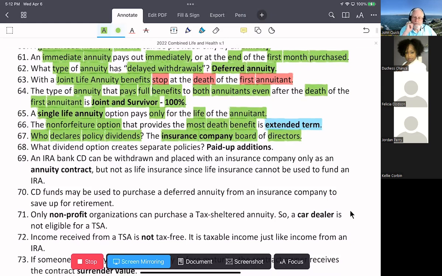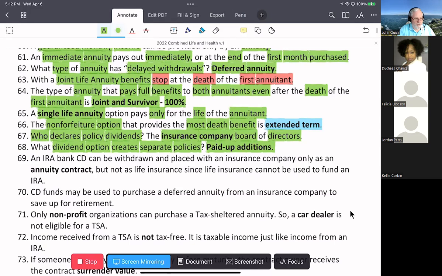Now, what about this? I have a dividend option that creates separate policies. Why, that's John's favorite dividend option, paid up additions, your little teeny tiny paid up policies. Now, they're stacked on top of each other. And deep in the computers of the insurance company, they all have a cash value. Cash value grows, death benefit grows. But if you think about it, paid up additions does give you little teeny tiny policies. They're all paid up.